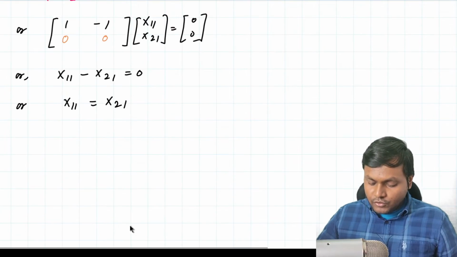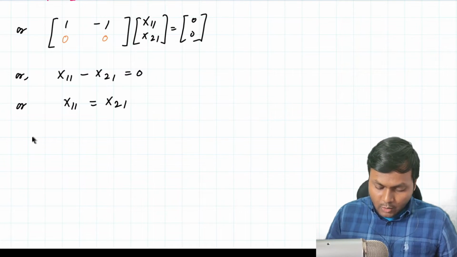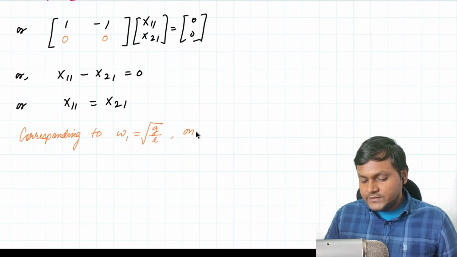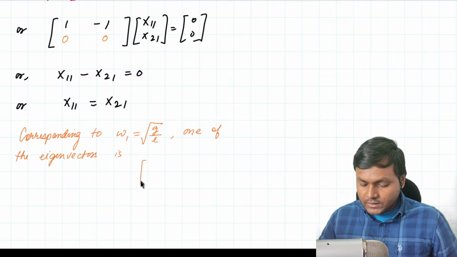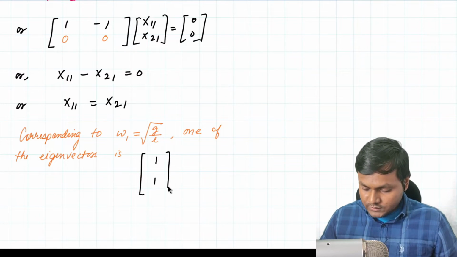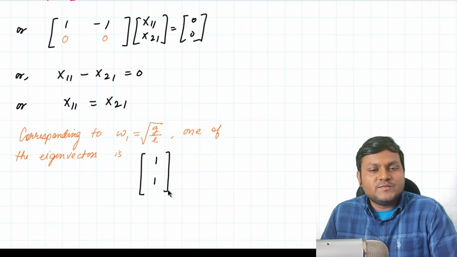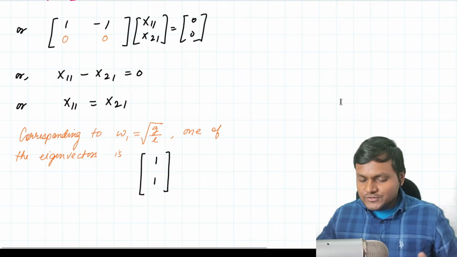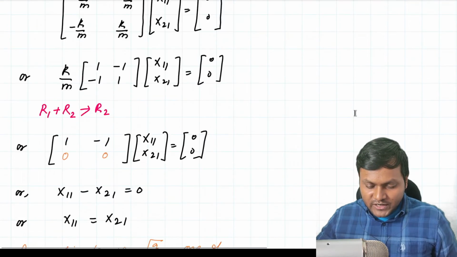Therefore, corresponding to omega 1, one of the eigenvectors is simply, if x11 is 1, then x21 is also 1. So this is the eigenvector corresponding to omega 1 equal to root over g upon L. That's it. Now let's also find the eigenvector corresponding to omega 2.